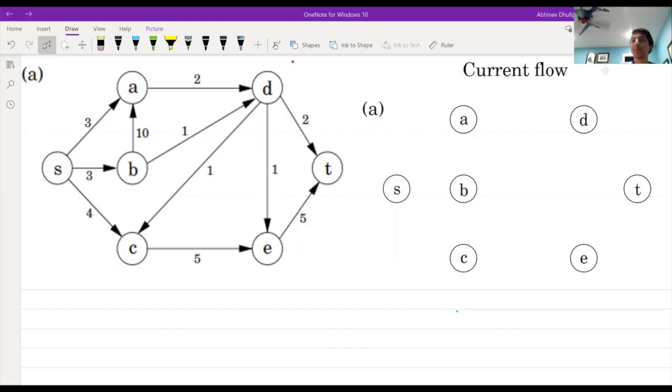What's up, guys? So today we're going to be talking about flow and Ford Fulkerson, and right now I'm going to be walking you through finding the max flow of this graph right here.